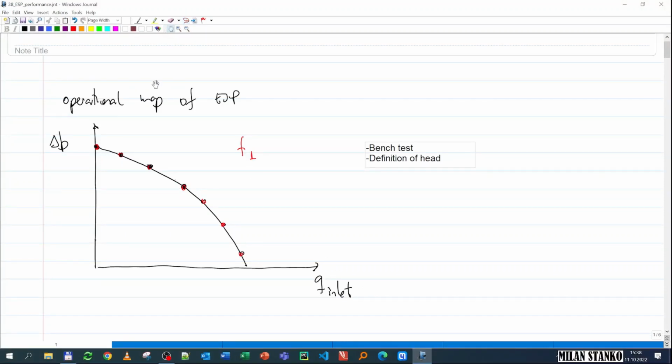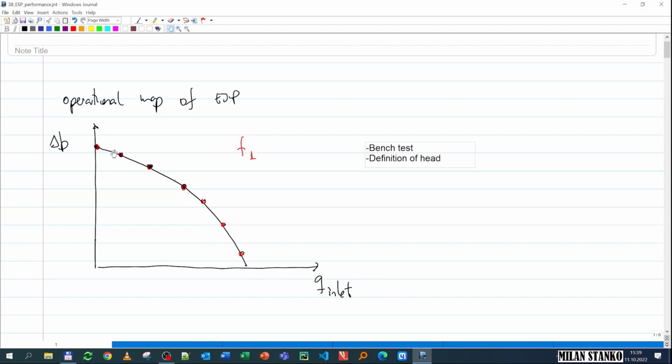So the operational map of an electric submersible pump is shown here to the left. It depicts the relationship between the delta P the pump can provide and the local rate at the inlet. Usually the pump handles liquid, so this should be the total liquid rate. So if I have oil and water, then here I have to put the two rates of oil and water. So the relationship looks like that.